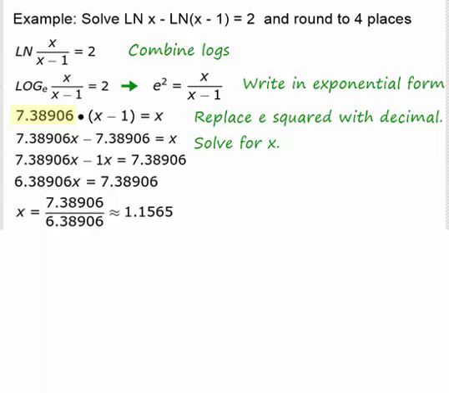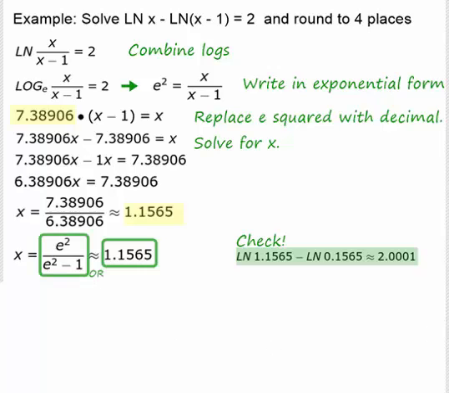We then combine x terms to get 6.38906x equals 7.38906. Divide both sides by 6.38906 and we get x equals 1.1565. But we're not done yet. We have to check that answer. And when we check it, we plug in 1.1565 into our equation, and we get ln of 1.1565 minus ln of 0.1565. And then we get 2.0001, which is close enough. Tells us we have a solution.